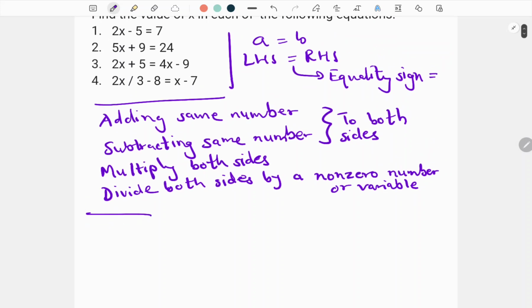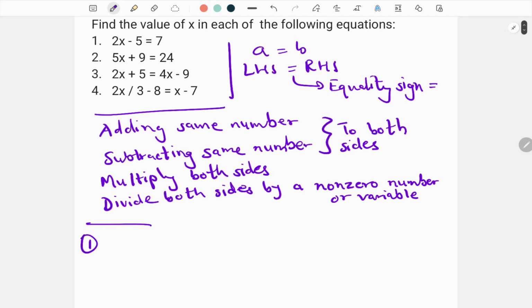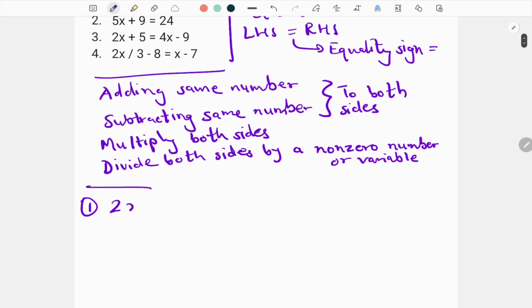So let's take an example that will make things clearer. What is the first one here? It says 2x minus 5 is equal to 7. 2x minus 5 equals 7. I want to simplify the left hand side and right hand side as much as possible. Usually the objective is we want to collect variables on one side and constants or numbers on the other side, and we want to use these operations to perform the desired set of operations on the equation so that we get the value.